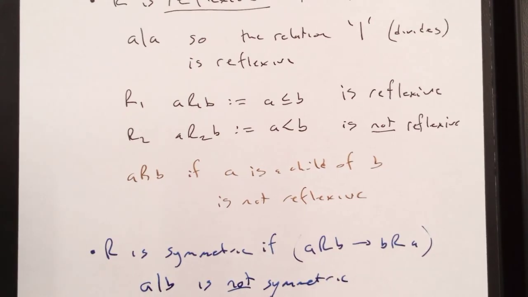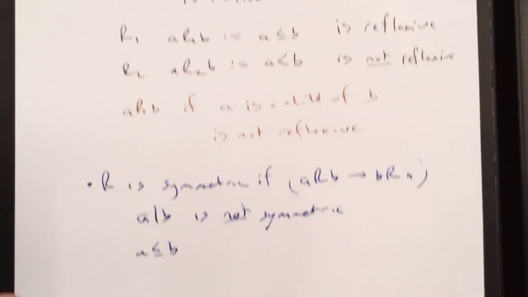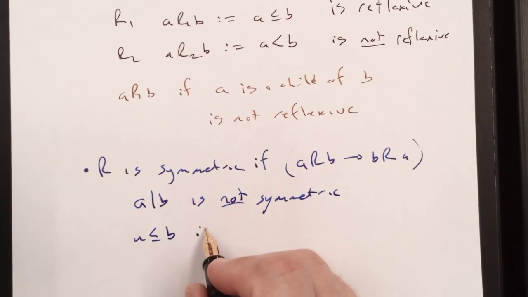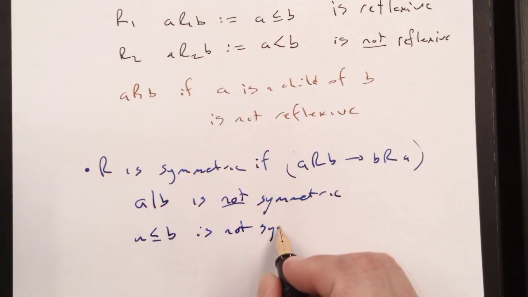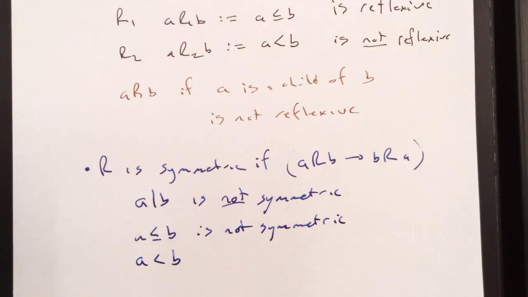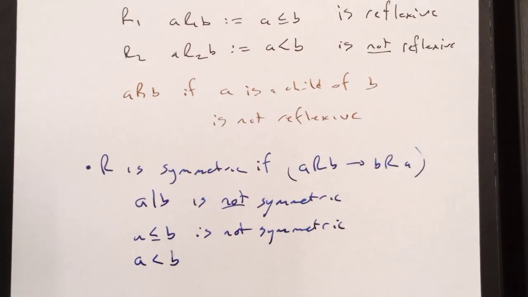How about less than or equal to? Again, no. If A is less than or equal to B, that doesn't make B less than or equal to A. And I would say the same exact thing for this, right? If A is less than B, then B is certainly not less than A, is it?